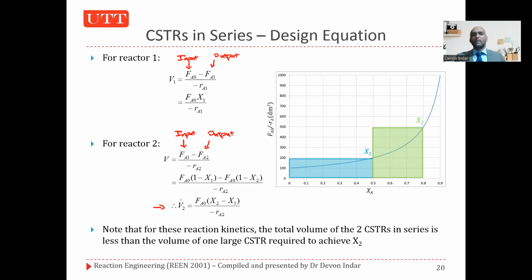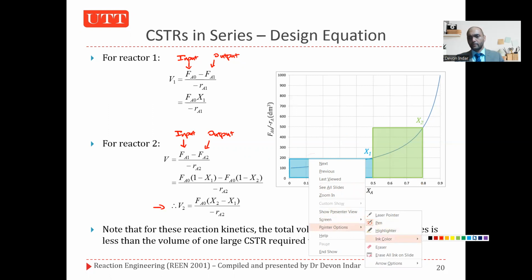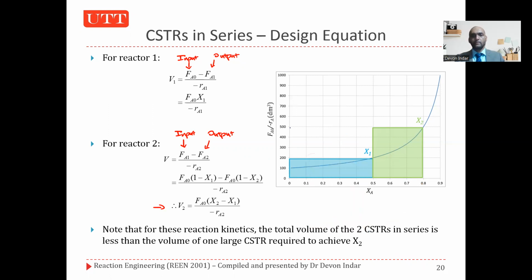Now, if you look at the Levenspiel plot for our two CSTRs in series, this is the same Levenspiel plot that we had from before. And you'll remember when we did one large CSTR up to a conversion of 0.8, we needed this entire region. So we needed this purple area plus the blue plus the green. That would give us FA0 times 1 over minus RA, times XA, for one single CSTR.